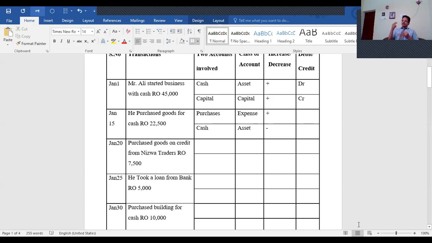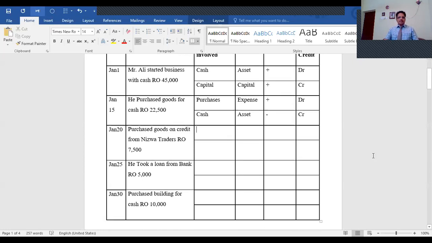Two accounts: first you decide purchases and cash. Secondly, you decide purchases is an expense and cash is an asset. Thirdly, you decide when you purchase goods and pay money, your expense is increasing and cash is decreasing, cash is going out. Now you apply the rule. Asset and expense are both the same rule. Asset or expense increasing means debit, decreasing means credit. Expense here is increasing, so debit. Asset is here decreasing, so credit.